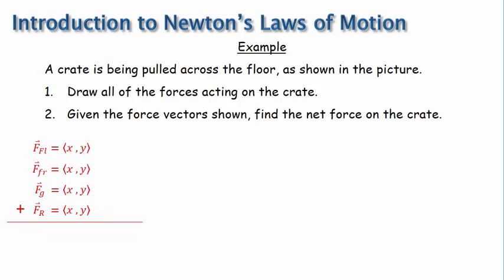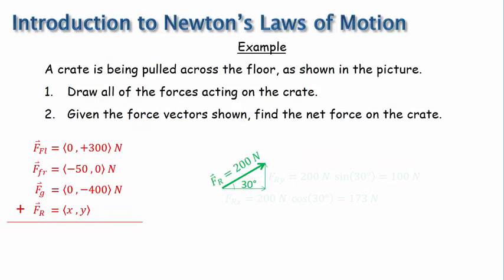As was shown in the previous picture, the force from the floor is 300 newtons in the positive y direction. The friction force is 50 newtons in the negative x direction. The gravitational force is 400 newtons in the negative y direction. And since the force by the rope is at an angle, we need to calculate its components. Here's the right triangle for the vector, and here are the trig functions to calculate the components, which come out to be 173 newtons in the positive x direction and 100 newtons in the positive y direction. So I'll add these values to the vector list.